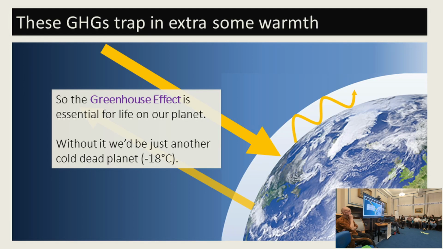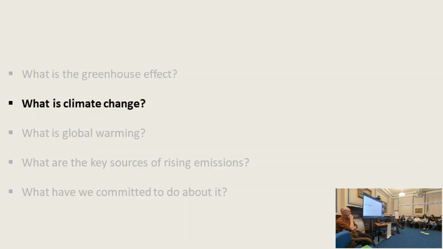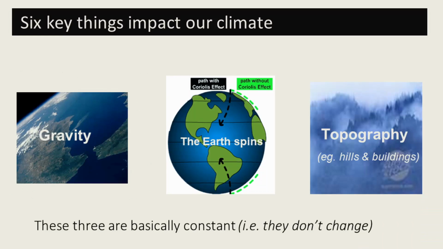So without the greenhouse effect, which we've known about for the last 200 years or so, there would be no life on the planet. So thankfully, we have life on the planet because of the greenhouse effect, so it's a good thing. So what is this thing we hear called climate change? Well, there are six key things about the climate.